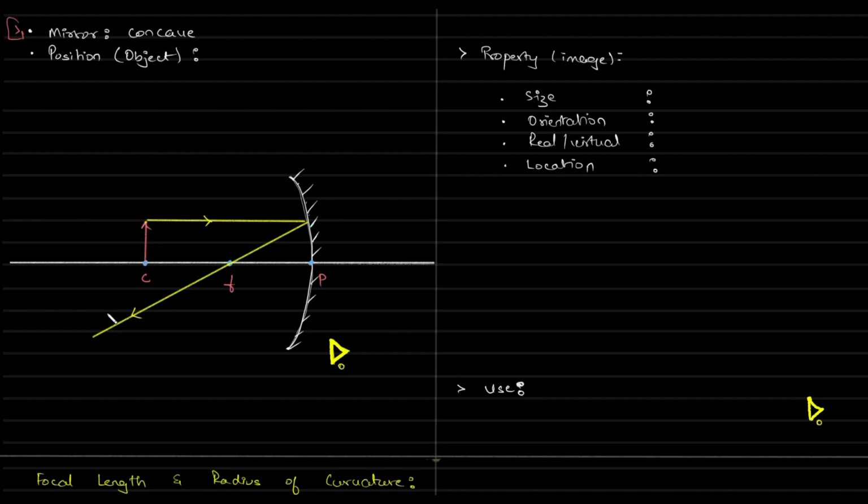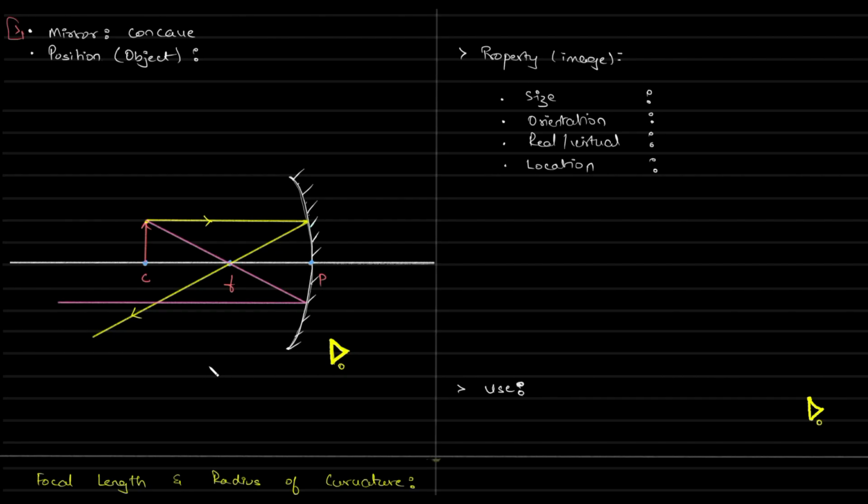This is an object, and from this tip I could have taken any place, but I took the tip. It's convenient. I'm considering a ray which falls parallel to the principal axis, and we know that any ray parallel to the axis will pass through the focus. Next ray I will consider is going through the focus, and this too we know that it will be parallel to the principal axis. Okay, so my diagram is actually wrong.